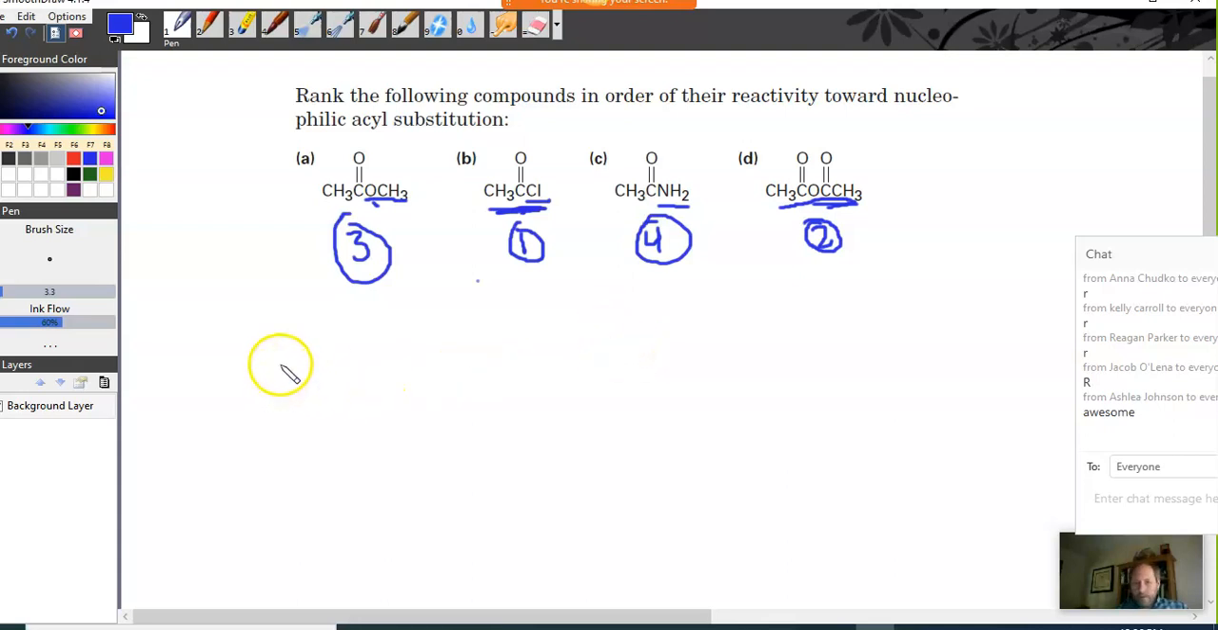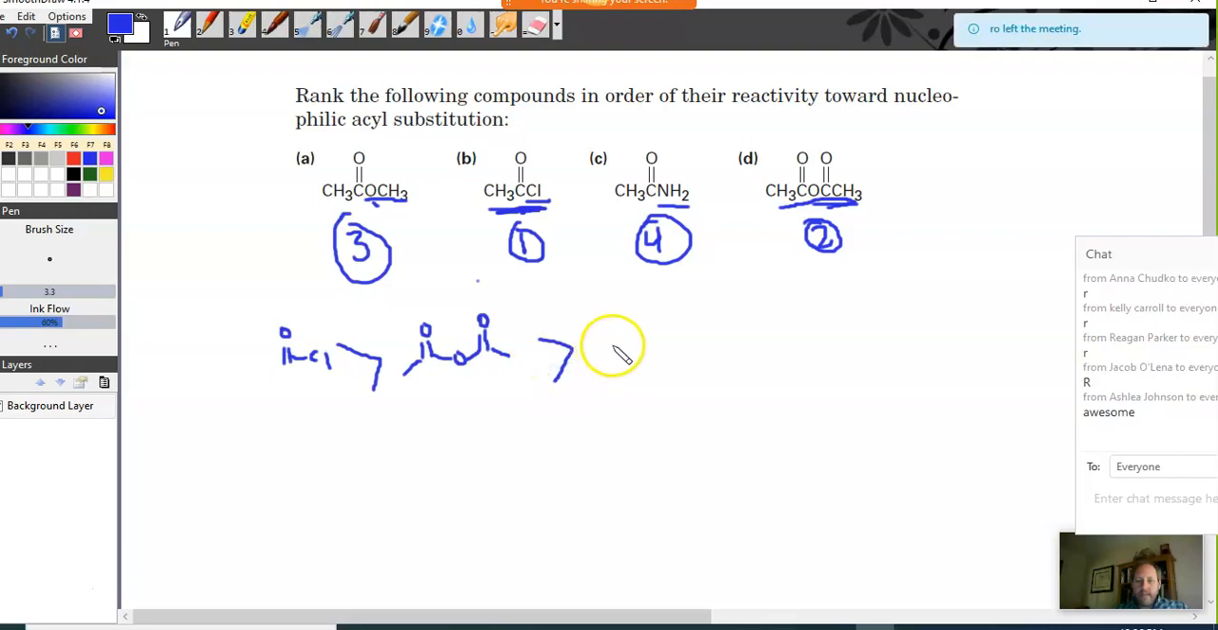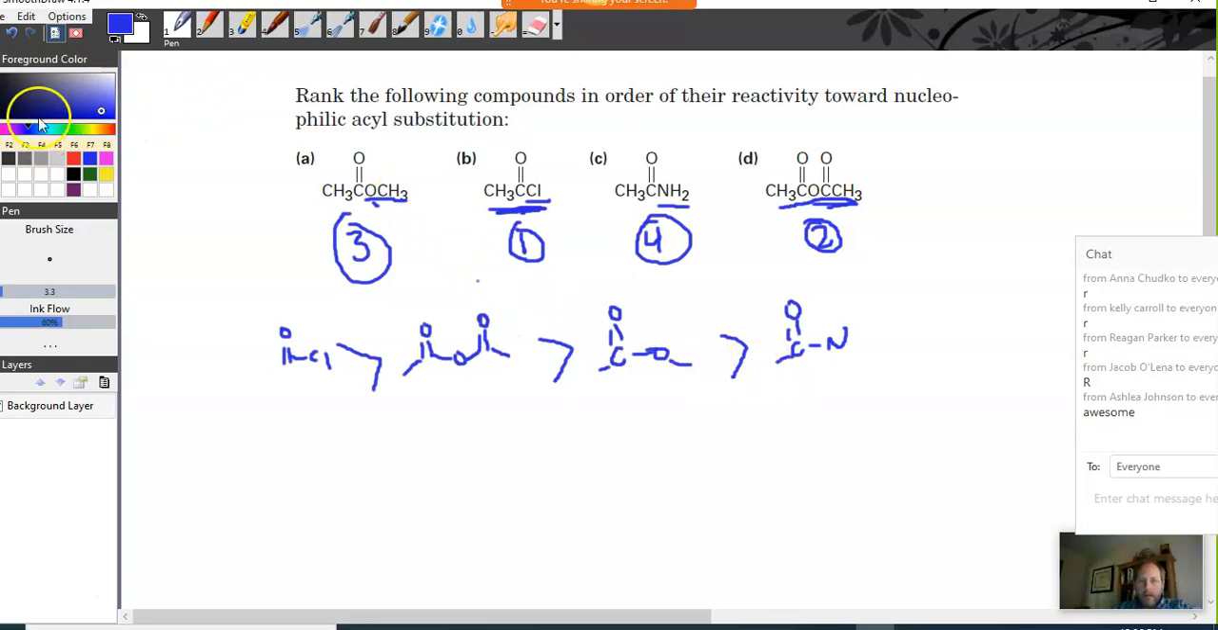So remember we talked about acid chlorides are more reactive than the anhydrides. Anhydrides, a lot of people have a hard time seeing those, but that's what basically an anhydride is. And then you have the ester. And then you have the amide. All right? Any questions on that?